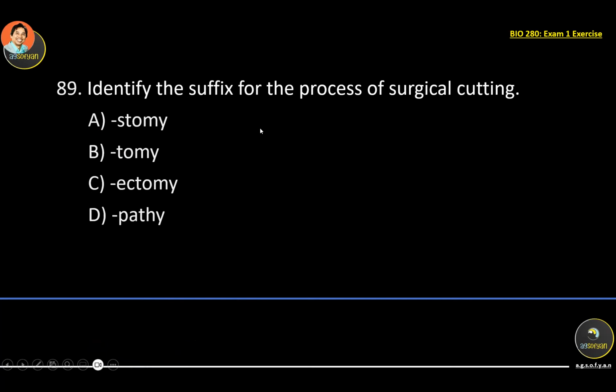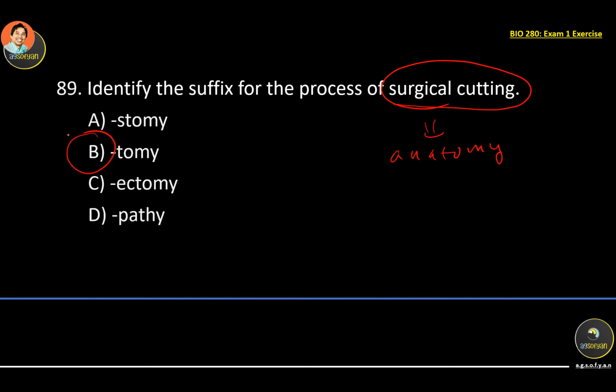Now identify the suffix for the process of surgical cutting. This is anatomy. Surgical cutting is -tomy over here. Tomy is related to surgical cutting. Ectomy is removal. Remember, removal of.